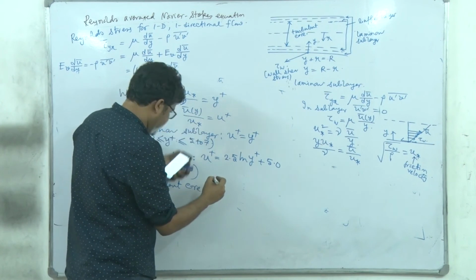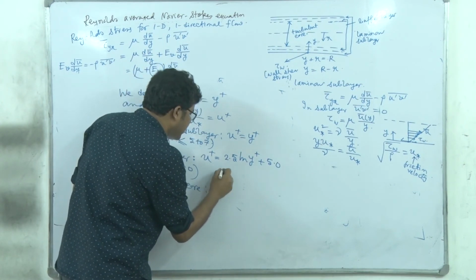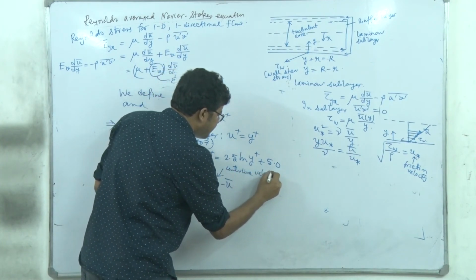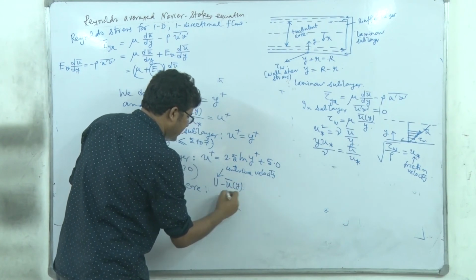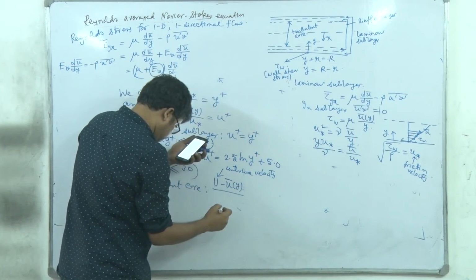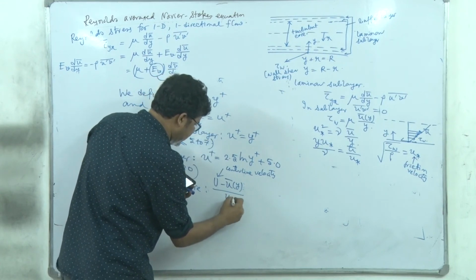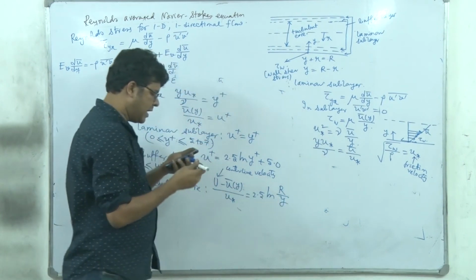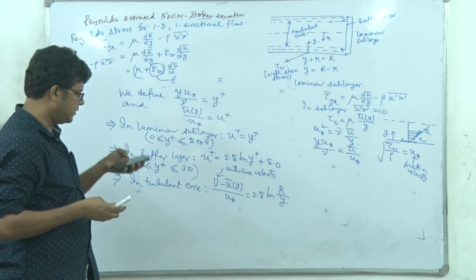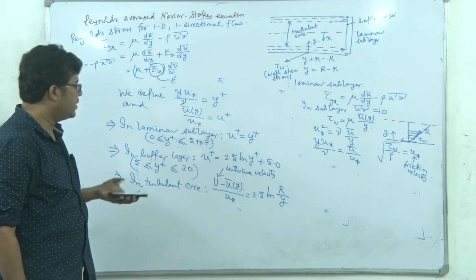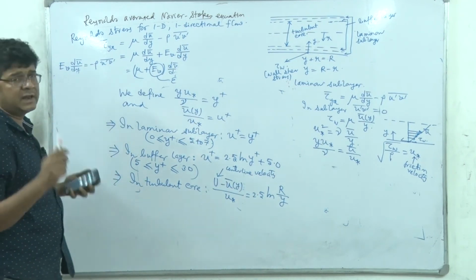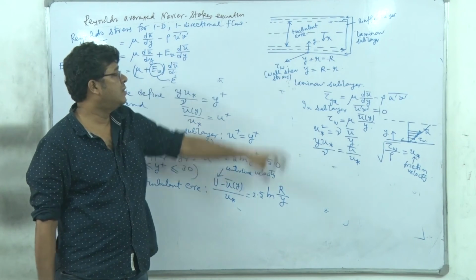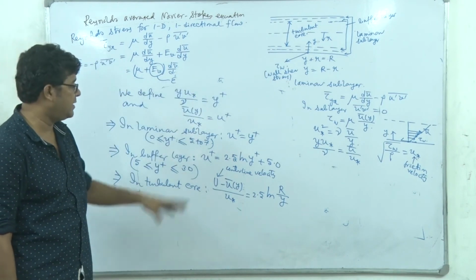it is capital U minus U bar. Capital U is the center line velocity, U bar is the velocity at y, where y is the distance from the wall. Capital U minus U bar divided by U star is equal to 2.5 ln of R by y, where R is the pipe radius, right? So this is the equation in the turbulent core. So you see, to work with these three simultaneously, in a real-life situation, to understand a flow profile or velocity profile in a pipeline is quite difficult.